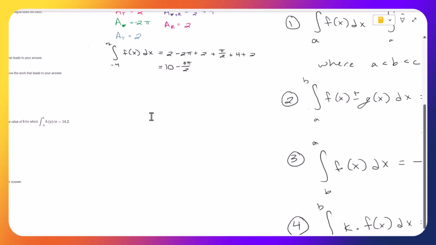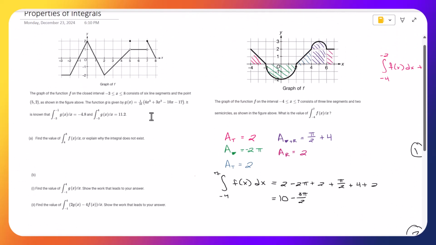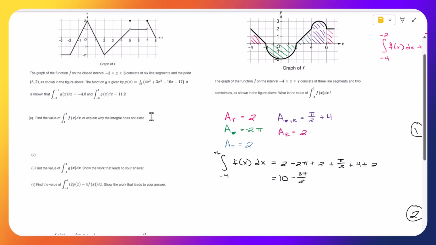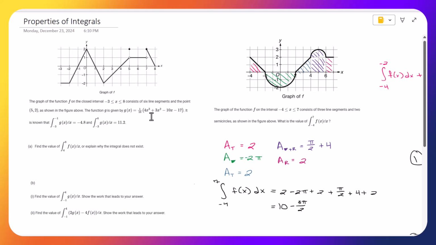Okay, and now let's come over and do our FRQ question. This is where the bulk of our time is going to be, which we've already spent like 15 minutes. But okay, let's do an FRQ question that's applying these properties of integrals. So the graph of the function f on the closed interval -3 to 8, that's this one up here, consists of 6 line segments. 1, 2, 3, 4, 5, 6.